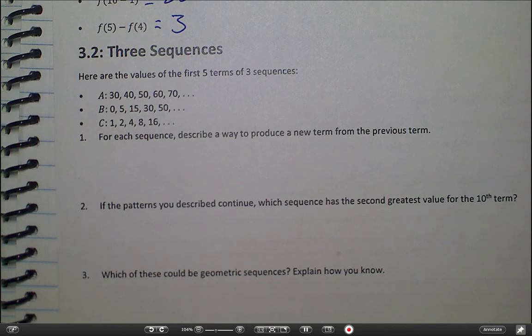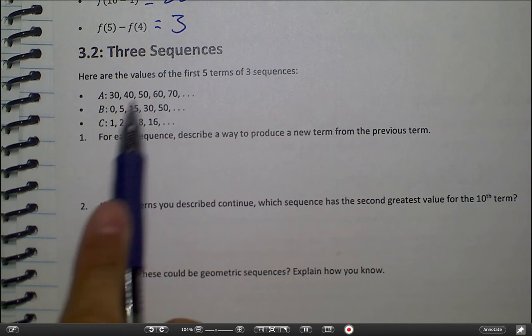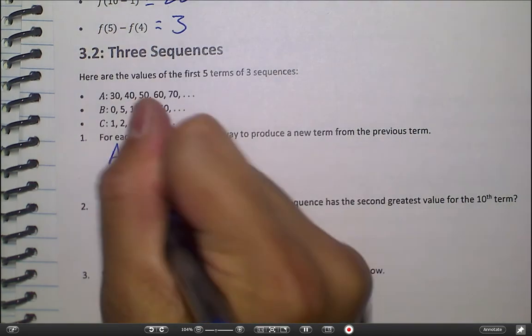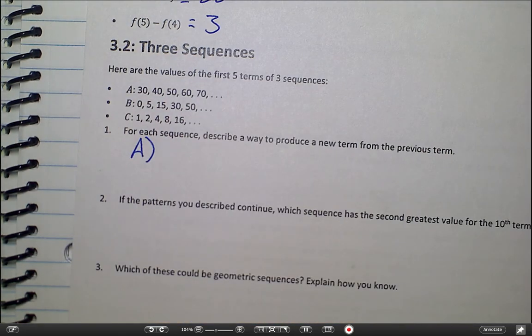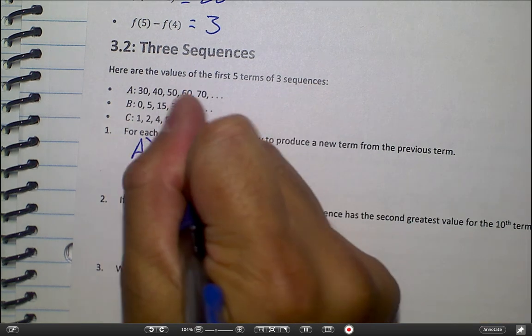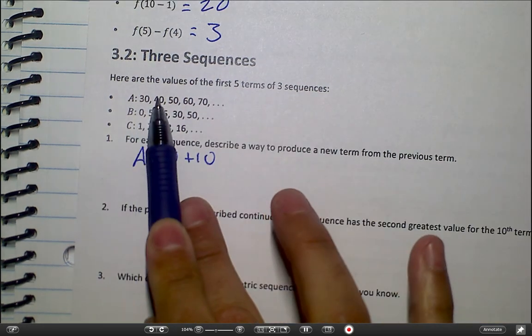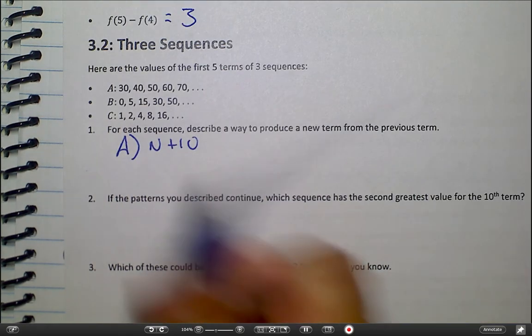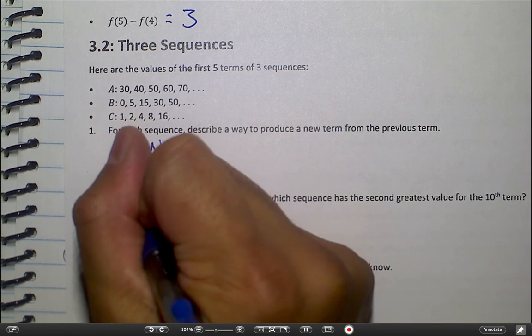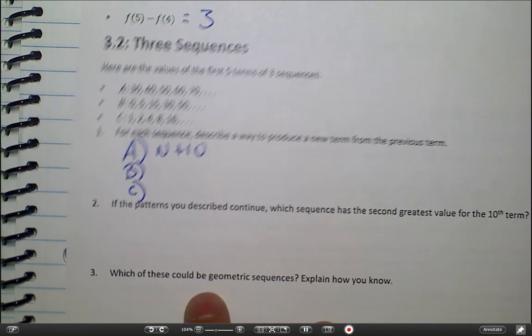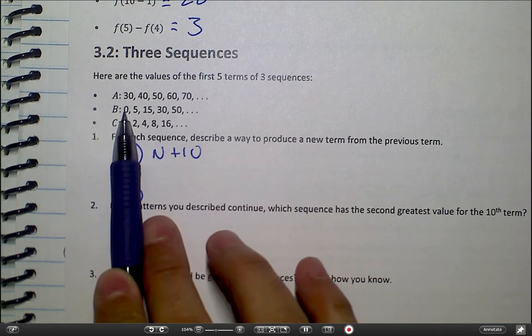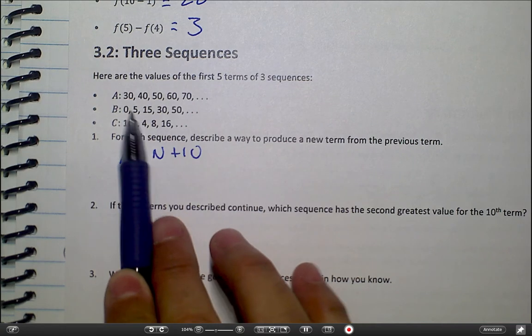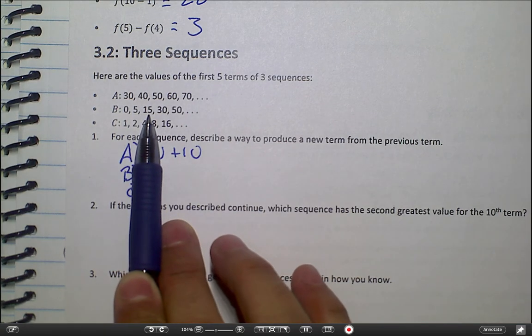Okay? All right, so on this first one, let's take a look at the first one right here. For A, what do you think that pattern is going to be? N plus 10. So it's n plus 10, right? So I take my previous one and just add 10, don't I? All right, B. B's a good one. If it's n plus 5, so this one plus 5 will give me here. This one plus 5, does that give me there?